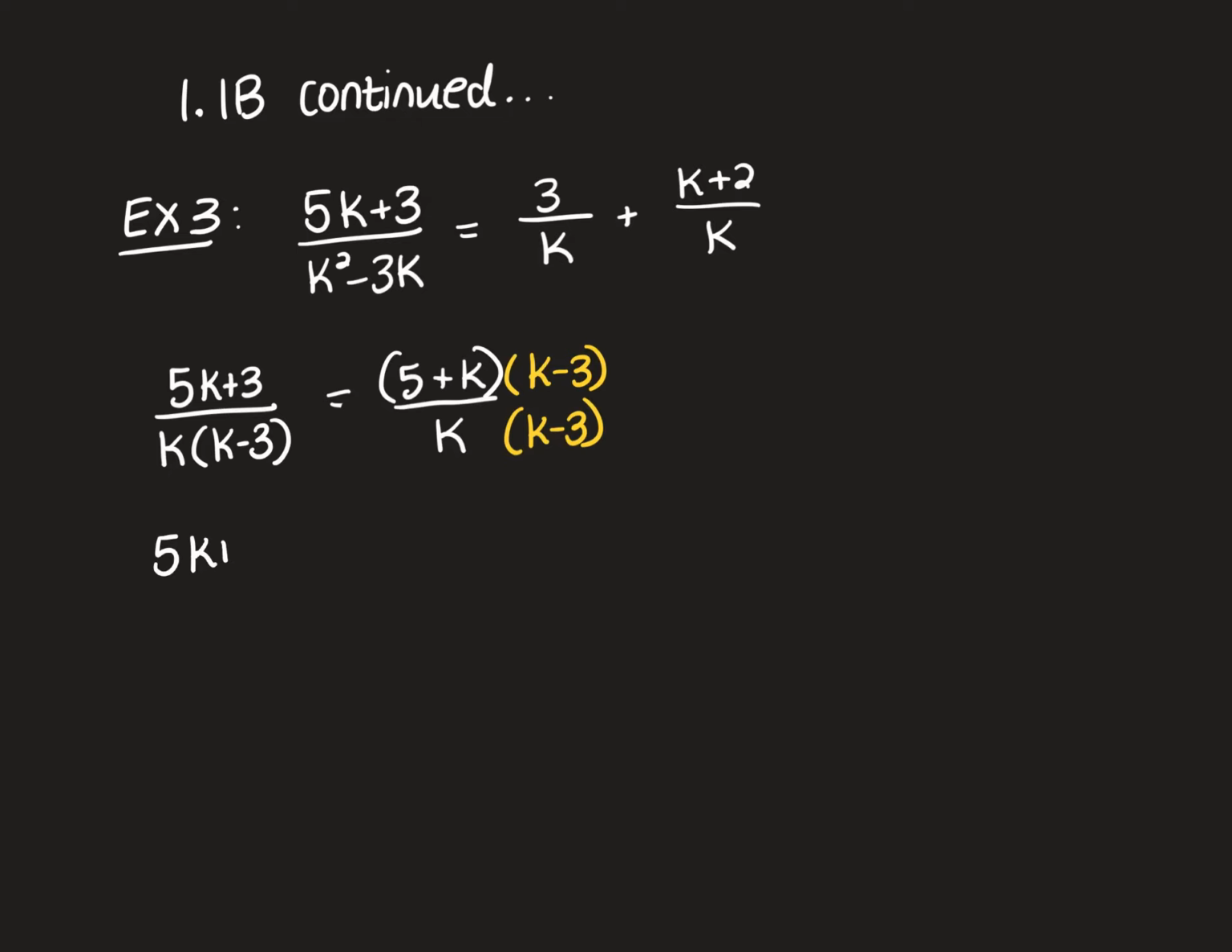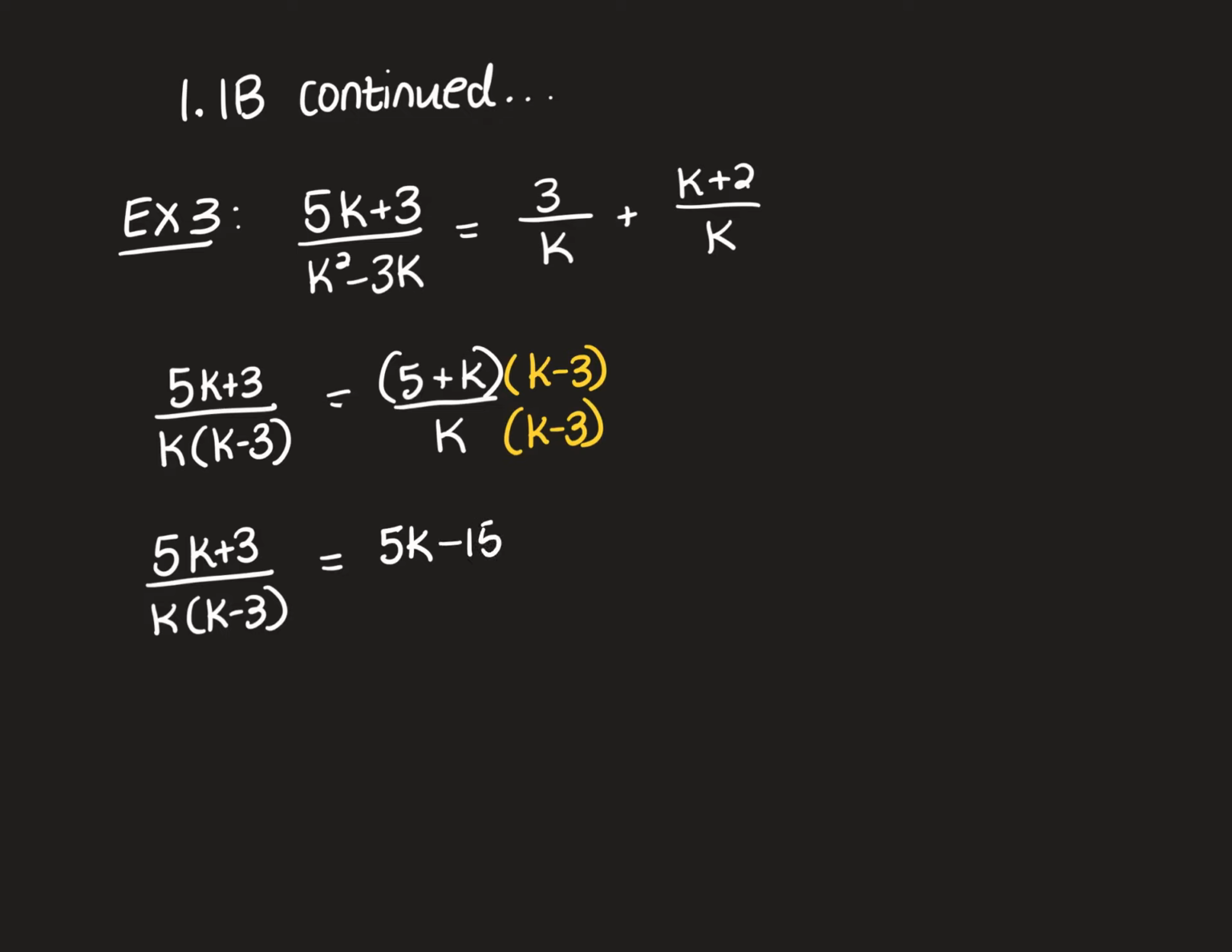So now I have 5k plus 3 over k times k minus 3 equals, now you could do one of two things here. You can just write it as 5 plus k times k minus 3, or if you're recognizing already that really what we're going to be doing here is multiplying a binomial times a binomial, you could go ahead and multiply that out. And I'm going to do that. So I'm going to take 5 times k, which is 5k, and then 5 times negative 3, which is negative 15.